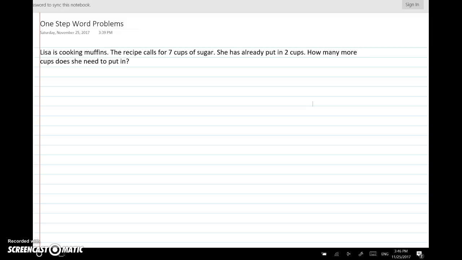Okay, today we're going to talk about one-step word problems. Let's look at this problem here. Lisa is cooking muffins. The recipe calls for 7 cups of sugar. She has already put in 2 cups. How many more does she need to put in?